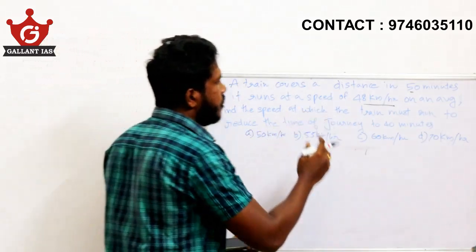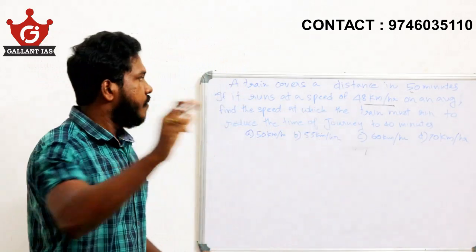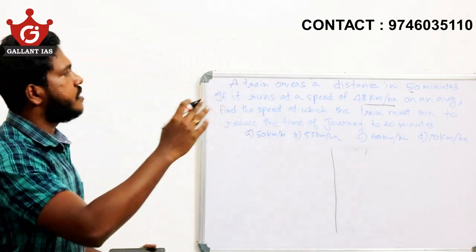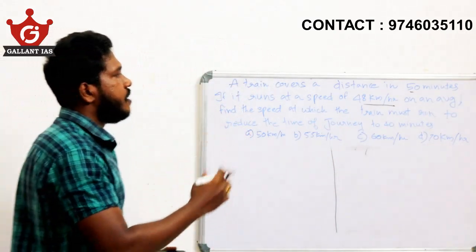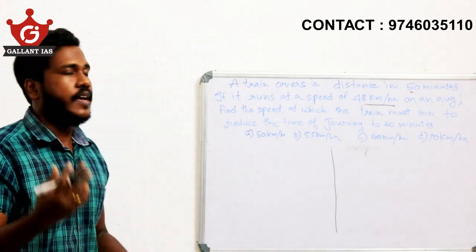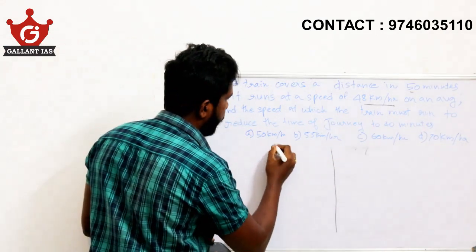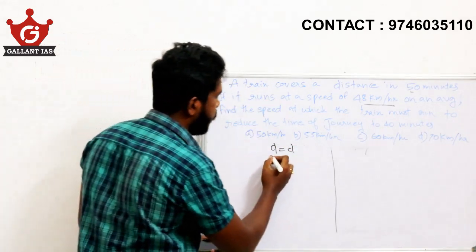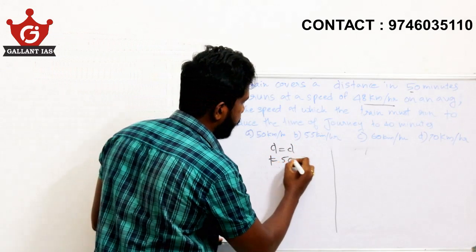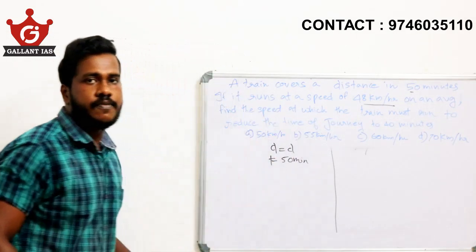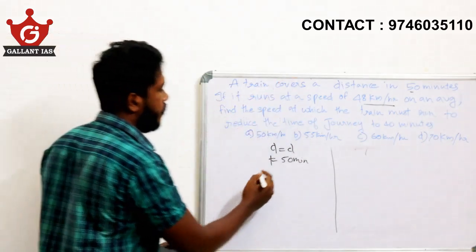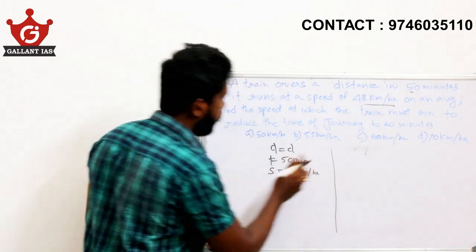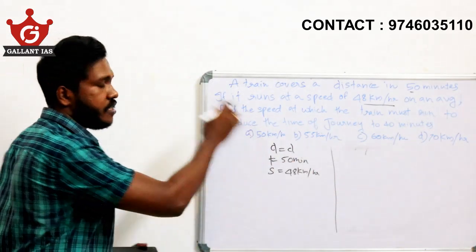Here there are two cases. The first case is what? Check here. In the first case, a train covers a distance in 50 minutes if it runs at a speed of 48 km per hour on an average. So there is a certain distance, let that distance be D, and the time taken to cover that distance is 50 minutes, and the speed is 48 km per hour. This is the first case.